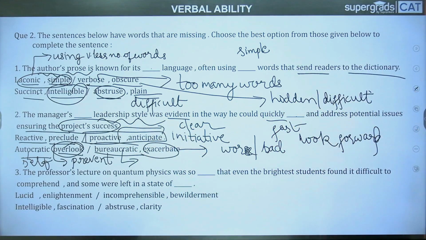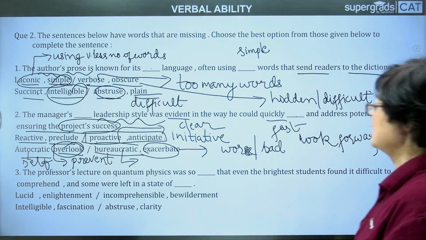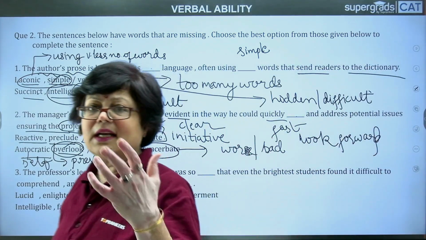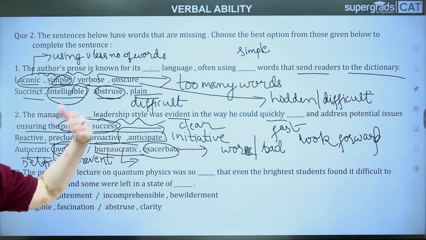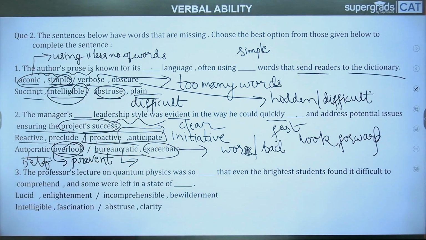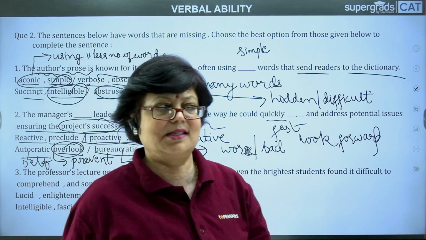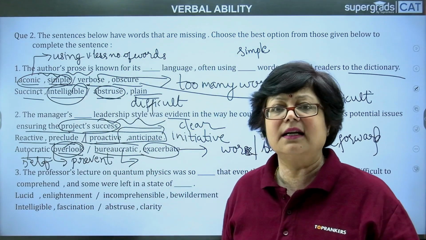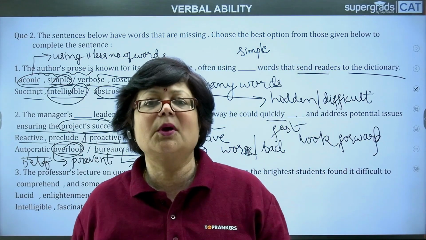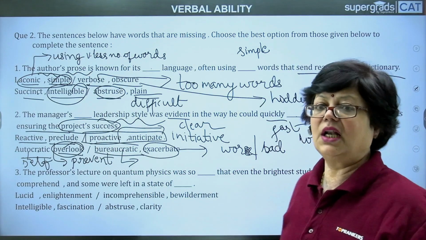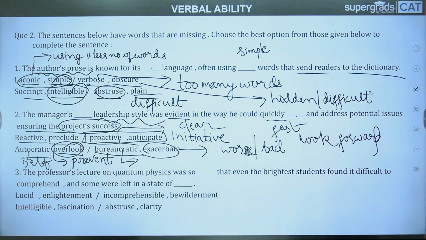The manager's proactive leadership style was evident, meaning clear, in the way he could quickly anticipate and address potential issues, ensuring the project's success. So, in his capable hands, under his capable leadership, any project is going to be successful. Next, the professor's lecture on quantum physics.